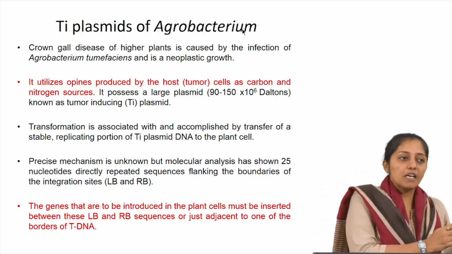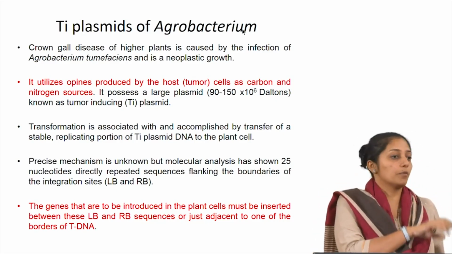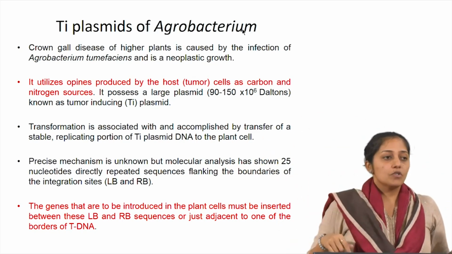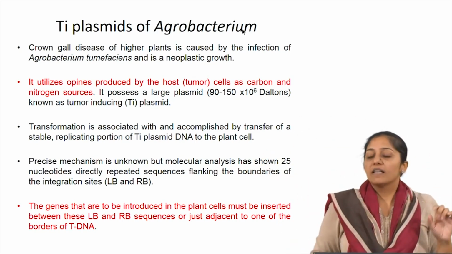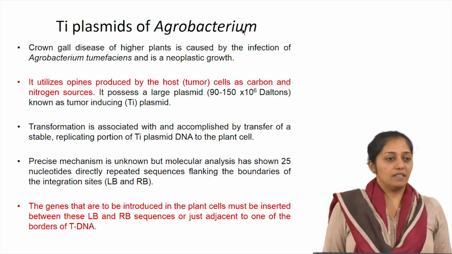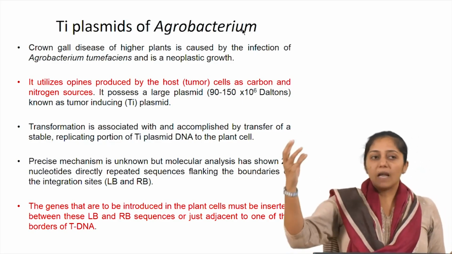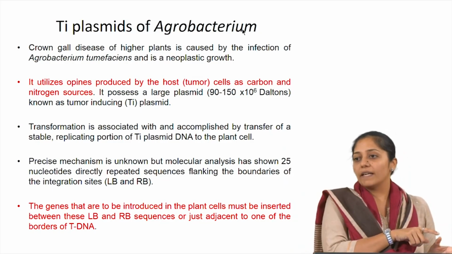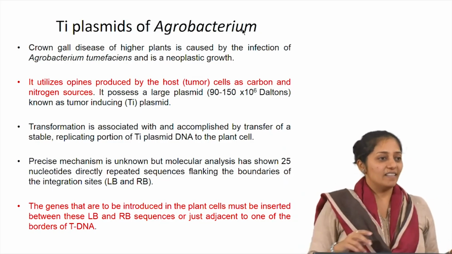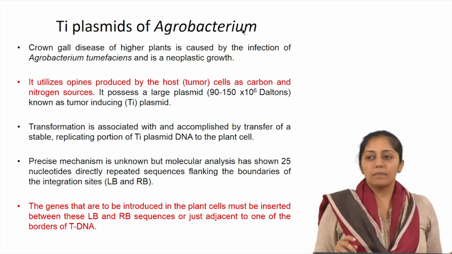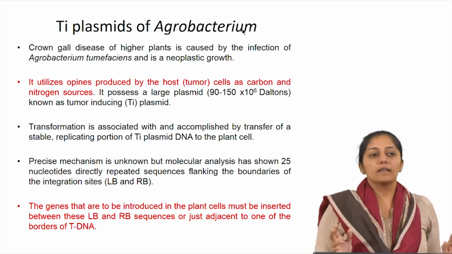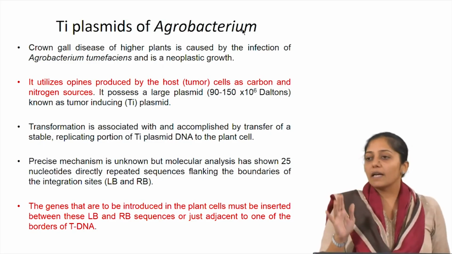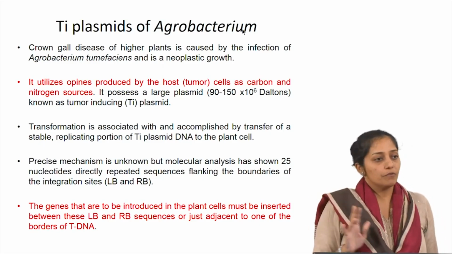And this TI plasmid which is there in the Agrobacterium, not everything is getting integrated. So in the rest of the plasmid, there are opine catabolism genes. Now once the plant produces these opines, they induce the opine catabolism genes present in the Agrobacterium TI plasmid, such that the Agrobacterium can use them. So in nature, Agrobacterium is a parasite for the plant.